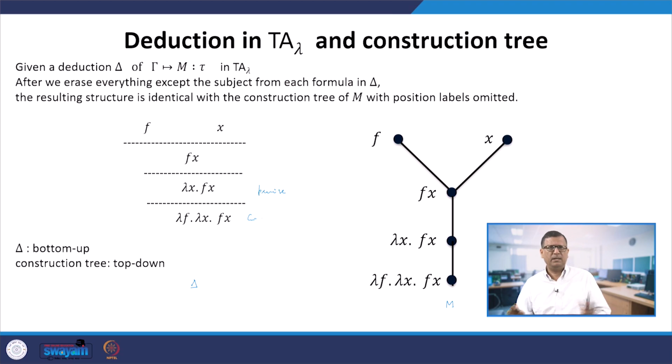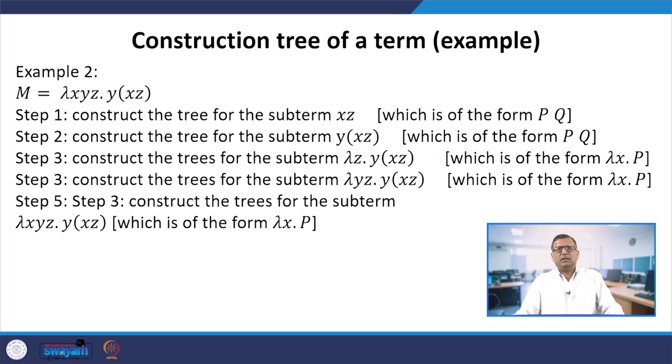So this is the first thing we started with, and through the example we got some informal understanding. Just to note that this deduction was constructed bottom up. We started from the conclusion and we obtained this tree. Whereas here the construction tree was obtained from simple subterms. That means we started from this x and we constructed it and obtained this tree as per the definition of the tree. Now let us consider another example of the construction tree of a term.